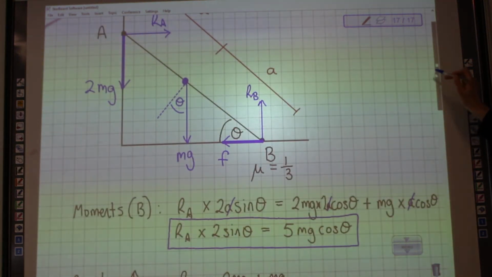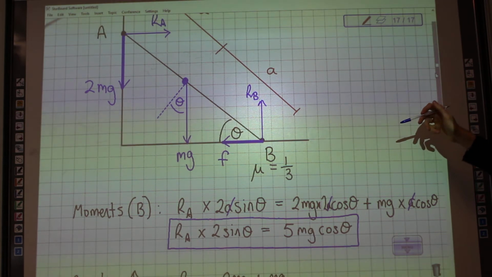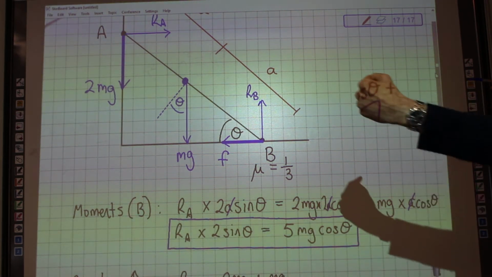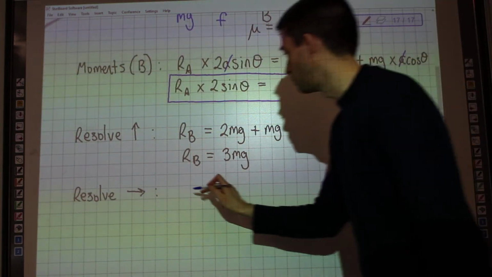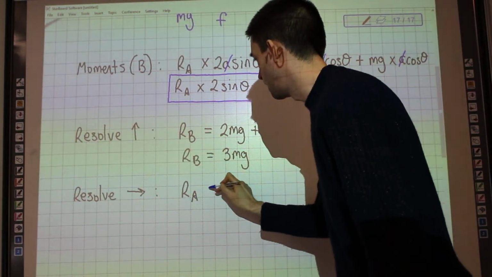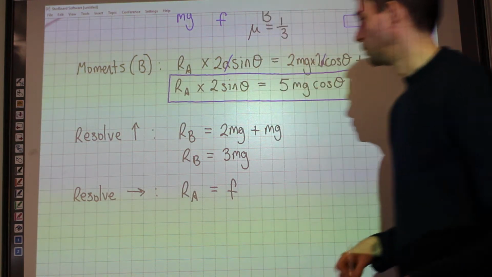And again, if you look at the diagram horizontally, there's only actually two forces that are acting horizontally. One is the reaction at A and one is the friction. So the reaction at A is equal to the frictional force.